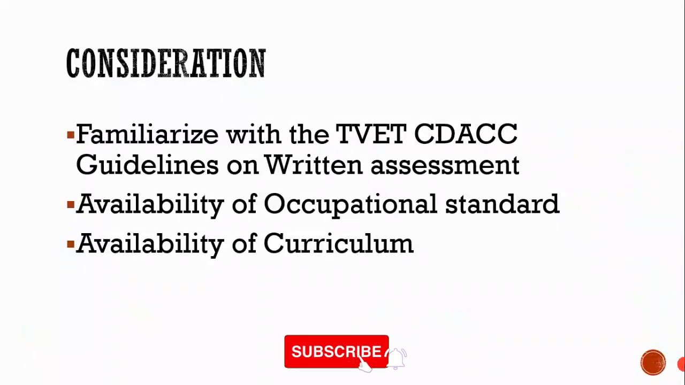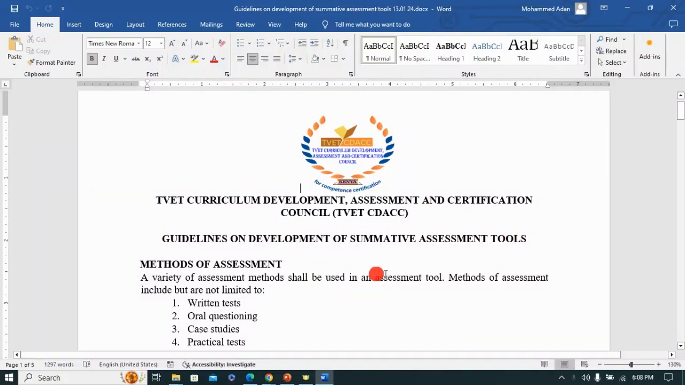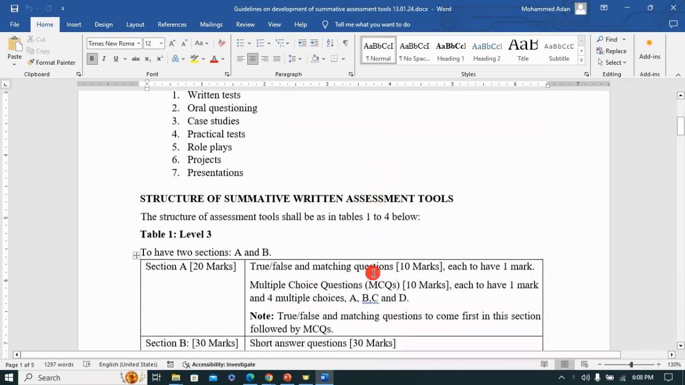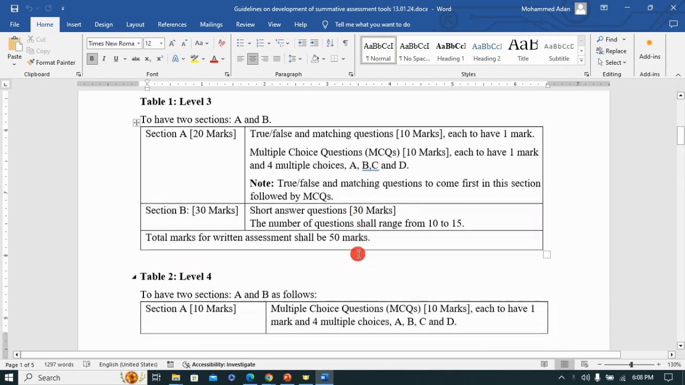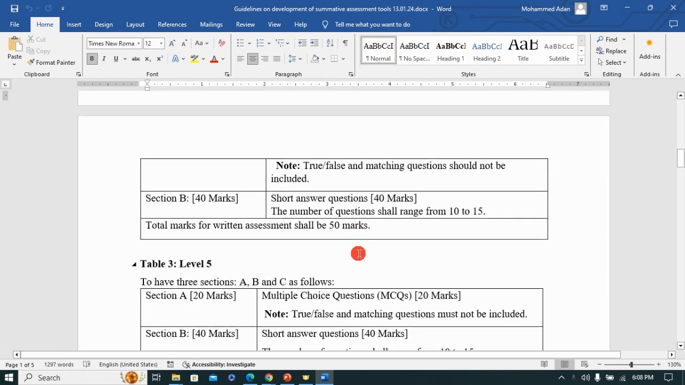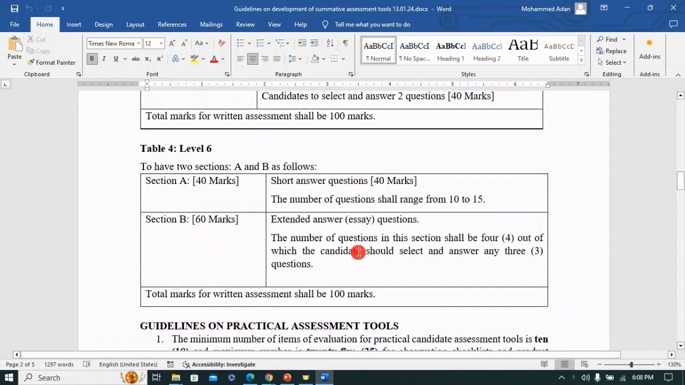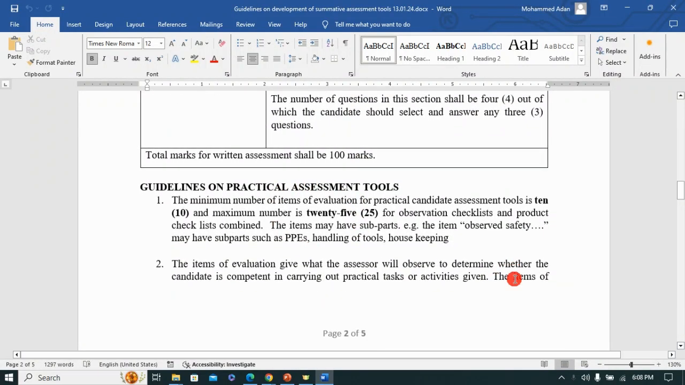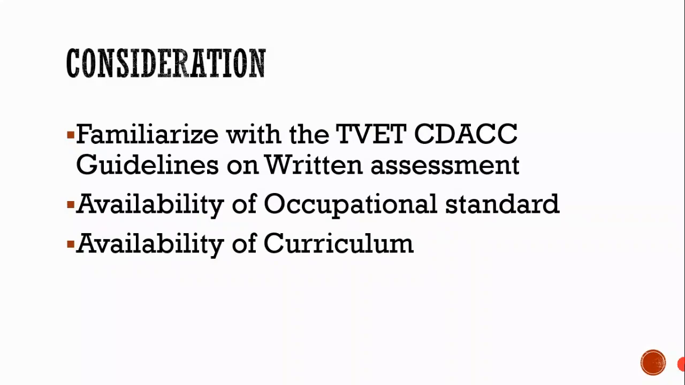And of course, there are considerations that you need to have in mind when you're developing both assessment tools, both formative and summative. One is you need to familiarize with the TVET CDAP guidelines on written assessments. So there are specific areas that you need to familiarize with, like how much of the critical aspects I need to assess. How should I format my documents? What are the fonts? How should the cover page look like? So you need to familiarize with the TVET CDAP guideline. And that's the next thing you're going to look at.